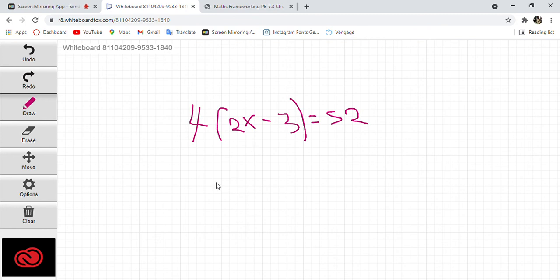Okay, so same thing. Multiply and multiply. So 4 times 2 is 8. So then it will become 8x minus 12 equals to 52. Okay, so what do you think is the answer to this?